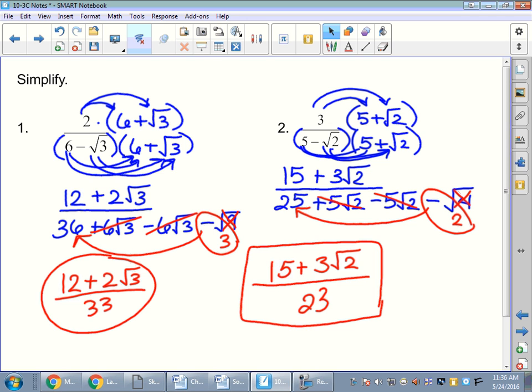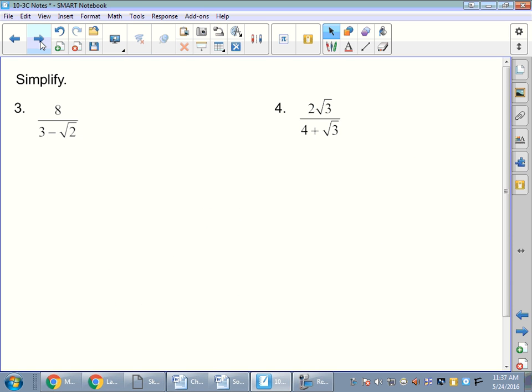All right, we're going to try just a couple more, but we're going to make it a little bit more complicated on top when we get to number 4. Actually, I'm going to skip number 3. Let's go on to number 4. So to do number 4, I have 4 plus root 3. We're going to multiply it by 4 minus root 3.